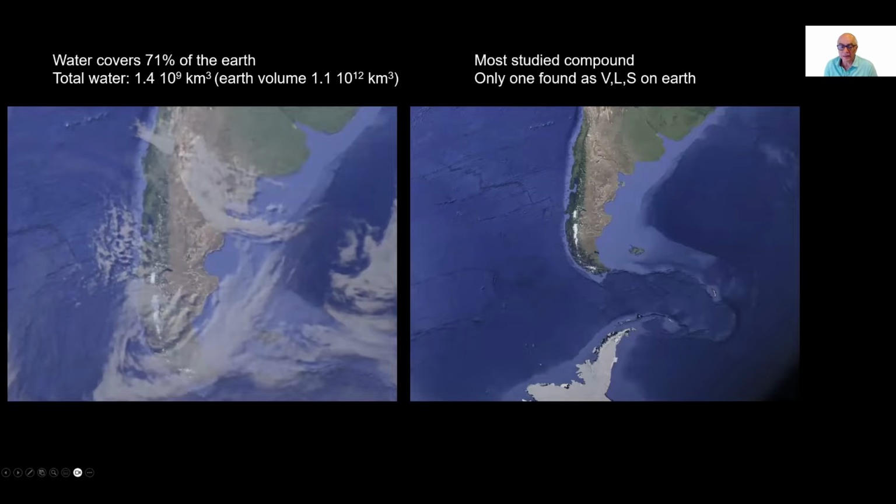Water is the only element that can be found in the three phases on Earth. Ice, for example, in Antarctica and the top of the mountains, vapor in the clouds, and liquid covering most of the Earth.